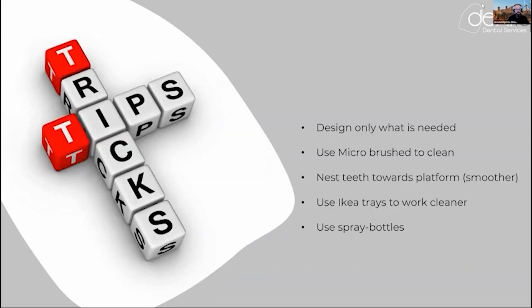A quick tip, design only what is needed, so you don't have to print any additional. Use small micro brushes to clean. If you nest any teeth or anything, do it with the label area towards the platform. You get a more smooth surface. I use IKEA trays to basically get my print out of my printer so I don't drip over my printer. Those are just very small IKEA trays, couple of dollars, done. And use some spray bottles for your IPA. So nice and easy.